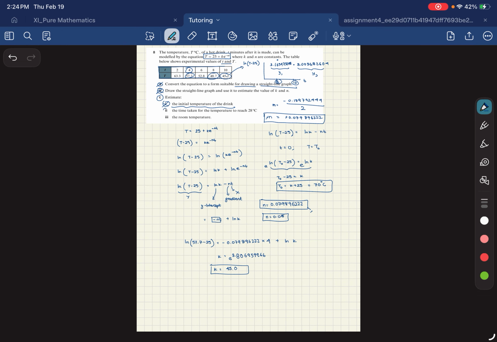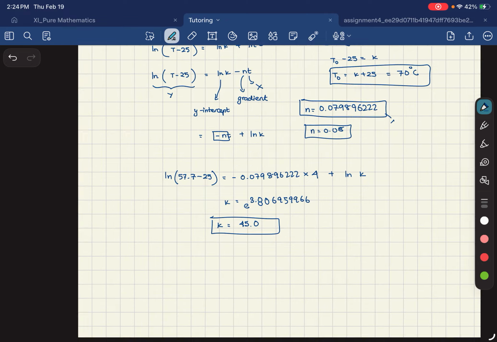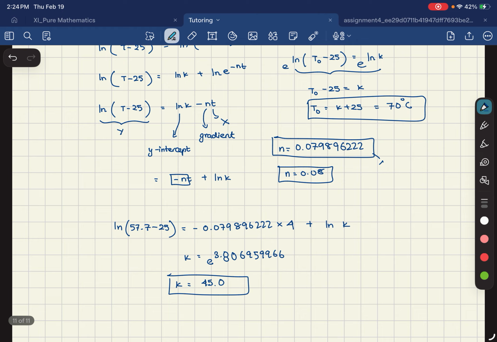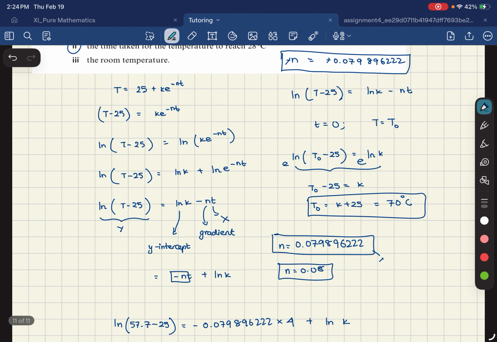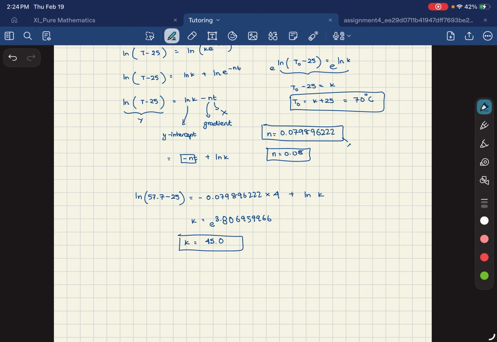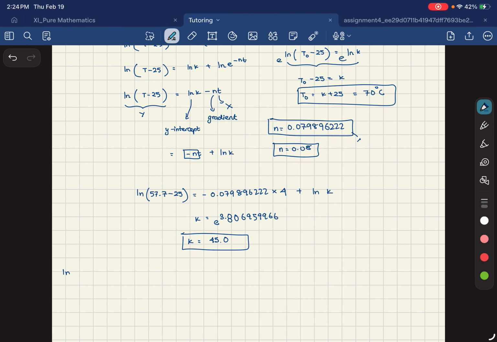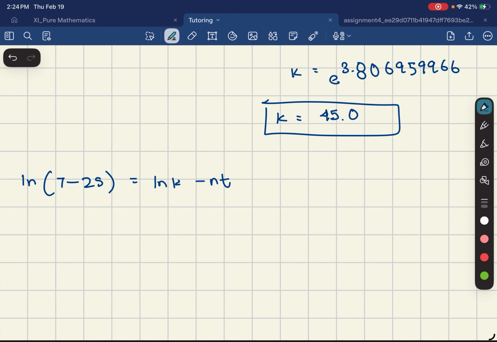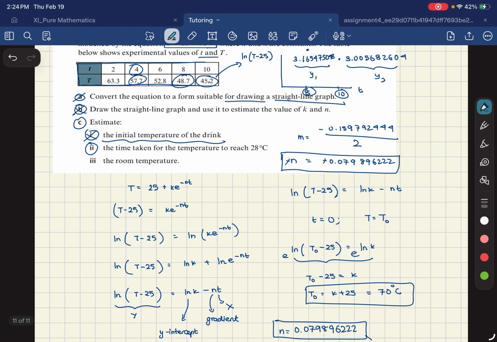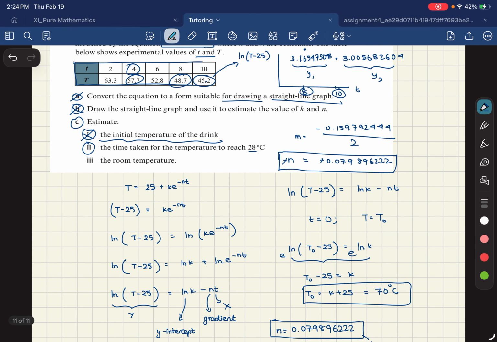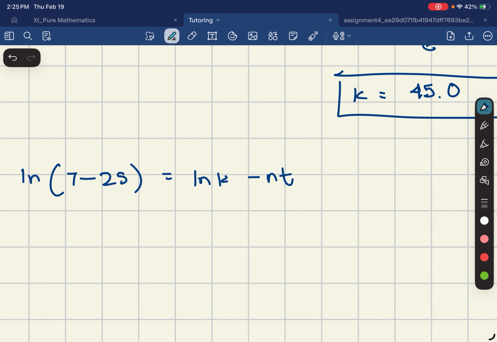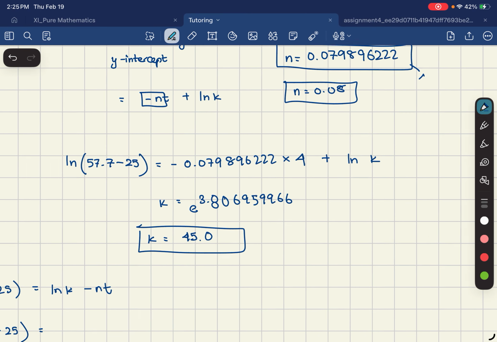Now, let's take the time taken for the temperature to reach 28. Let me use my ln equation. It tells me that ln of T minus 25 is equal to ln K minus nt. And I know n and I know ln K, so I can just solve it. I need to calculate t when my temperature is 28. So ln of 28 minus 25 is going to be equal to ln K minus nt, and I know ln K.